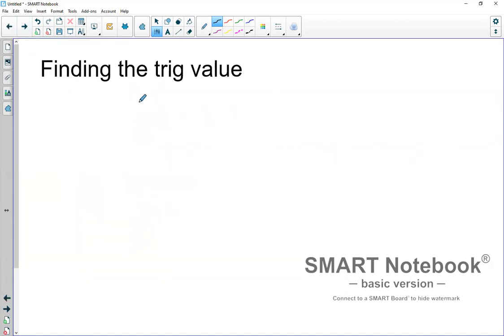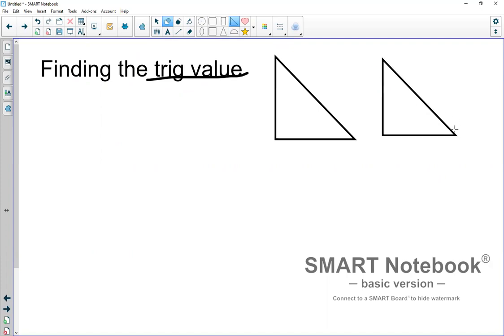Next one, finding the trig value. Now, everything else is going to be the tough part because this requires you to know one of two things. You need to know for a fact your special right triangles, which is 45, 45, 90, and 30, 60, 90. Not only do you need to know these things, but you need to know how it works in a unit circle.